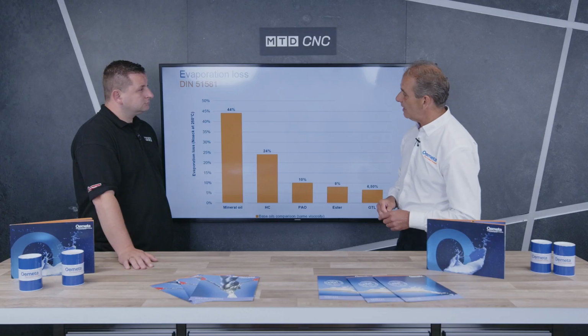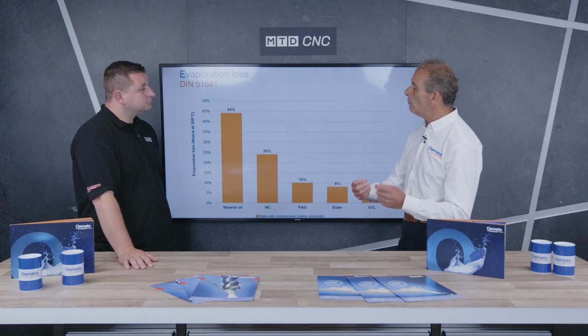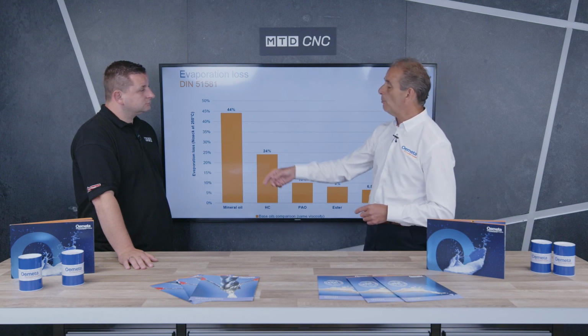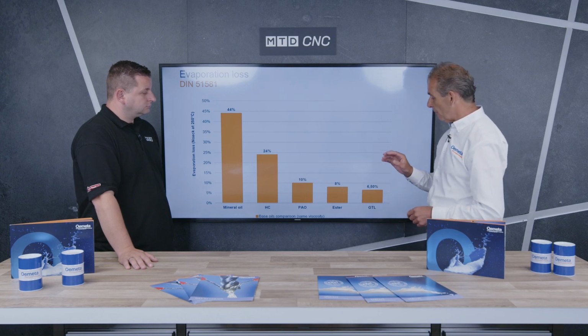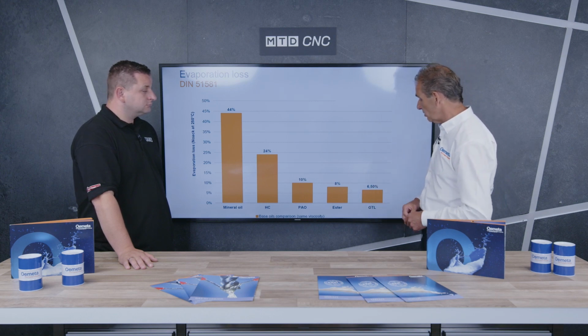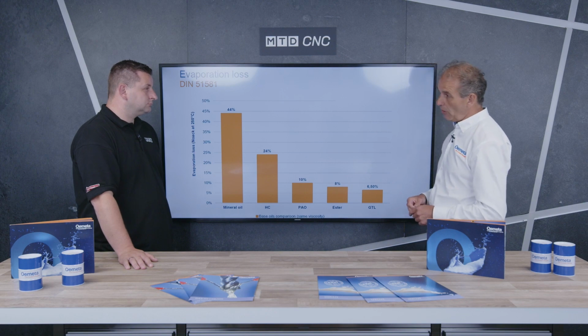Another advantage that I think is worth having a look at is the evaporation of a product. Now, the evaporation affects multiple things really. The first thing is consumption. The more you evaporate, the more you lose, the more you have to pay to refill. When you take a look at a mineral oil, again a DIN standard test, and this is where we heat an oil to 250 degrees, you can see the evaporation level is 44%. If you move over to the ester oils, you can see that evaporation, or that loss of oil essentially, drops down to 8 and 6.5%. Huge difference. So massive cost saving potential here.